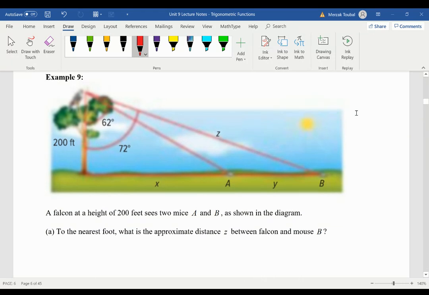Last example, which is example 9. It is a word problem. So the question says, a falcon at a height of 200 feet. I see the bird somewhere here. It's kind of not clear. So the height is 200 feet. Let me highlight: a falcon at a height of 200 feet sees two mice, A and B. So let's find these two mice, A and B.